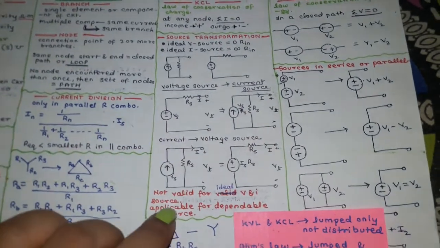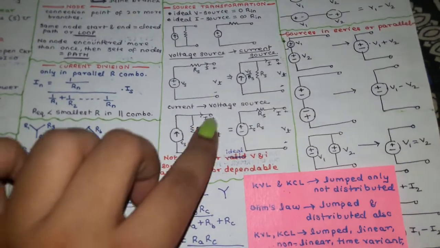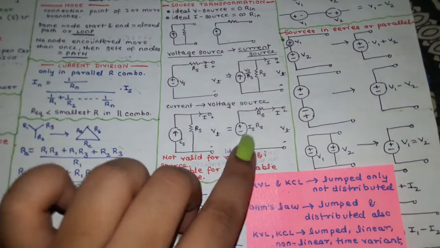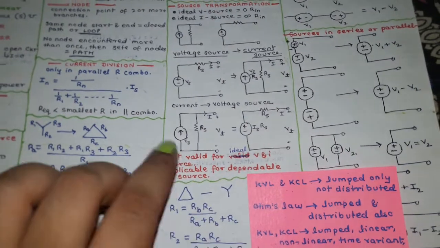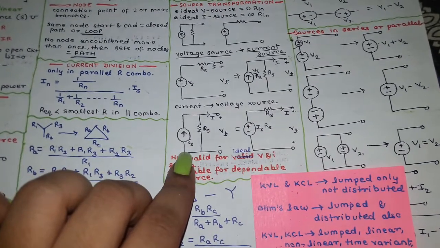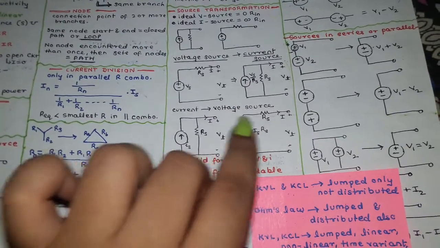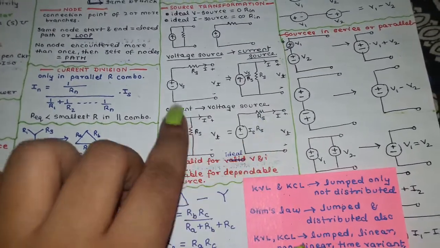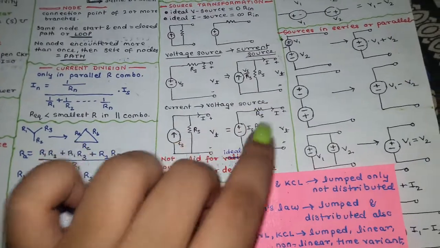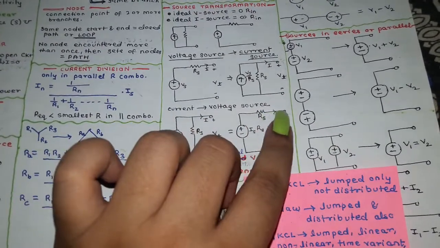Similarly, if you are given this particular circuit and you want to convert it into a voltage source, we are still applying the basic Ohm's law, and here the value of the voltage source would be I into R. The value of resistance will not change, but the position will. Here it is in parallel and here it will be in series. The current, however, will not change.